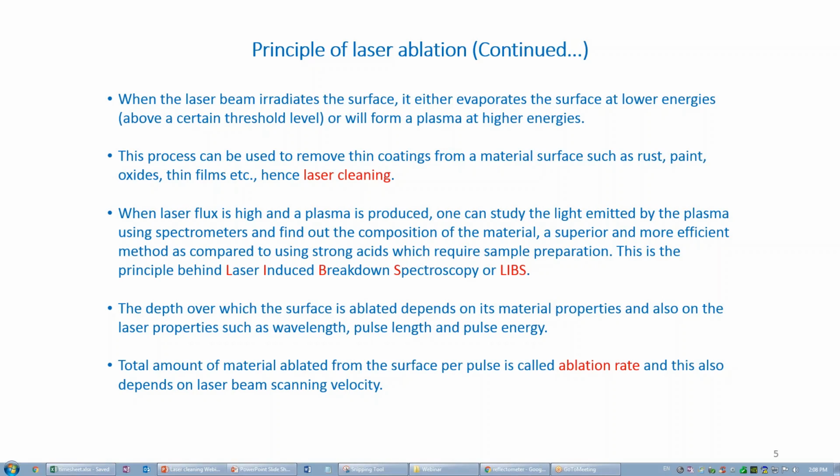Now, the total amount of material ablated from the surface per pulse is called ablation rate. This is a definition, and this also depends on laser beam scanning velocity. So the faster the beam moves, the higher is the ablation rate.